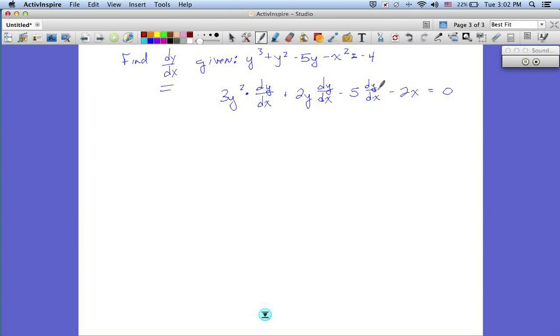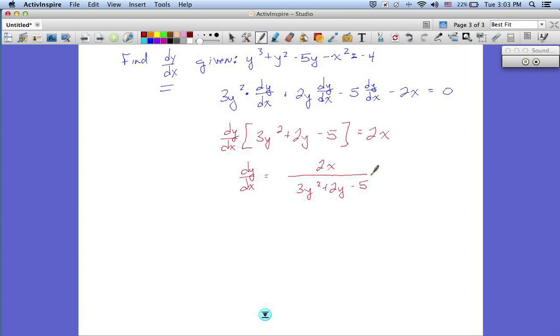So I have dy/dx in 3 terms, so I'm going to take it out of 3 terms. Factor it out, I have 3y squared plus 2y minus 5, and I'm going to move that over there, equals 2x. And finally, dy/dx equals 2x over 3y squared plus 2y minus 5.